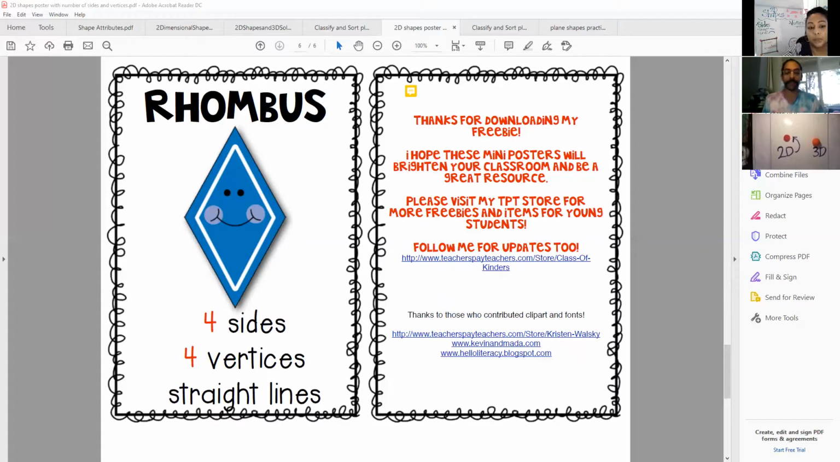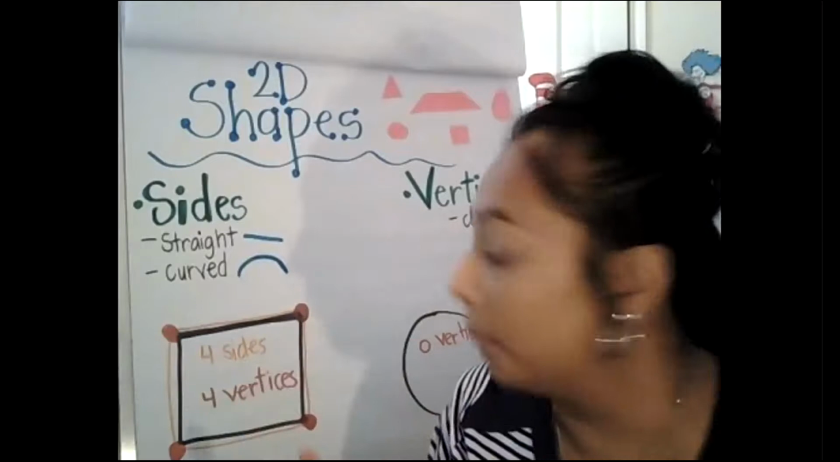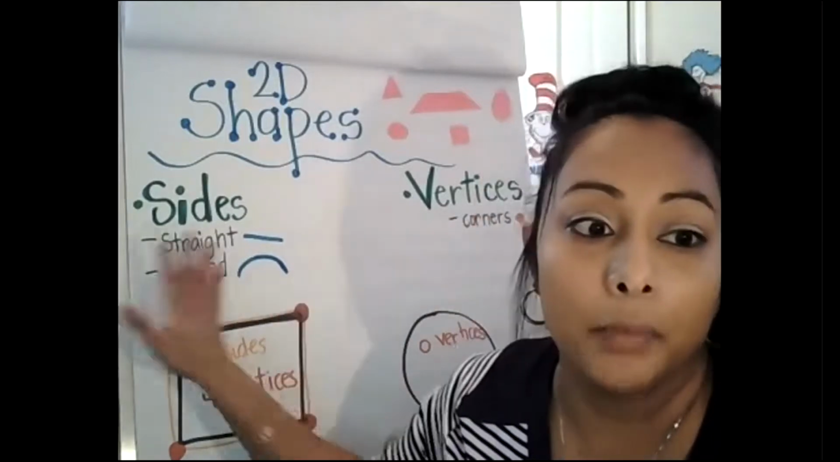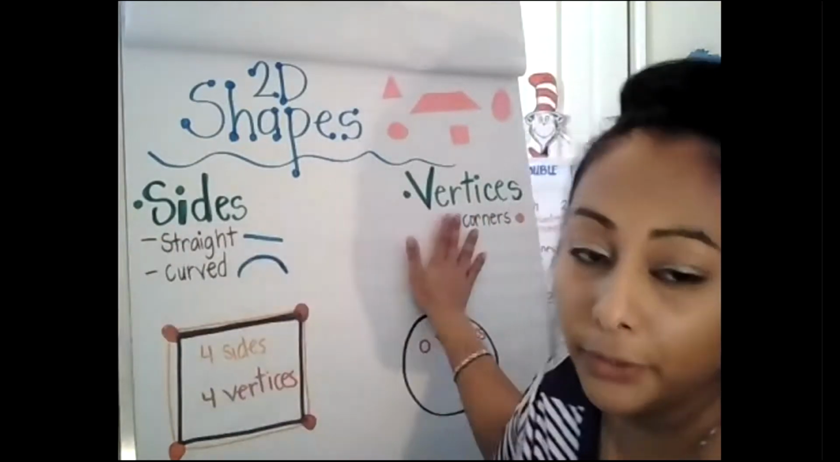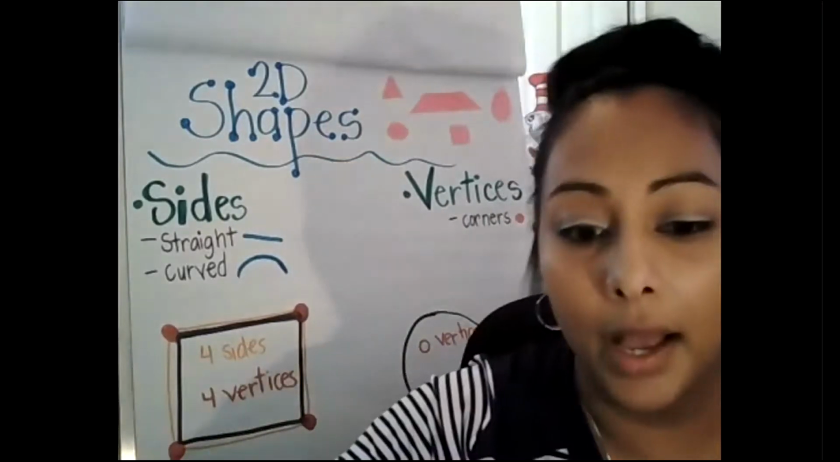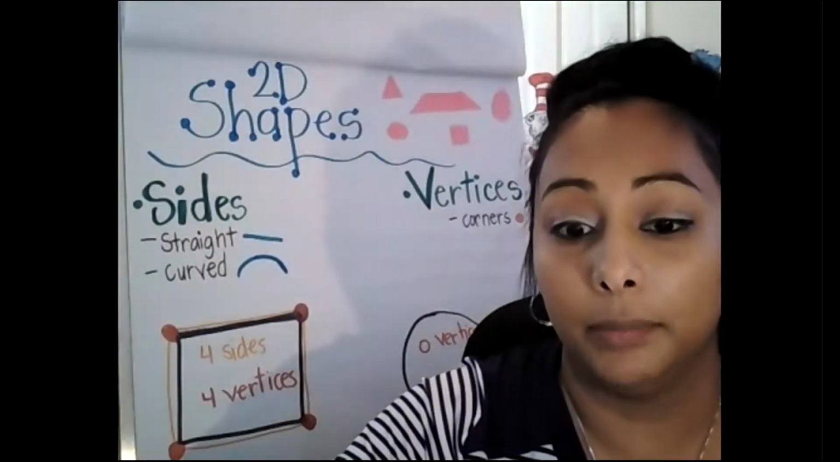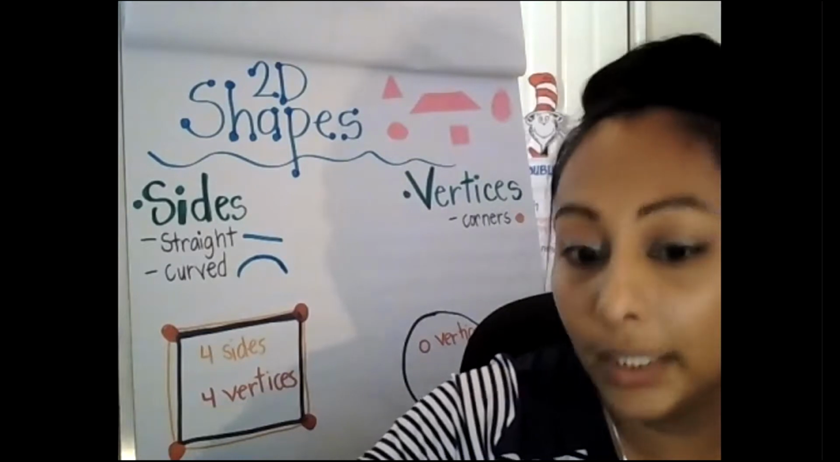Okay, so those are briefly, we just went over some of our shapes. We talked about sides and vertices. So now we're going to do a little game. We're going to play a little game together. Acabamos de repasar los lados y las vértices. Ahora vamos a jugar un juego.